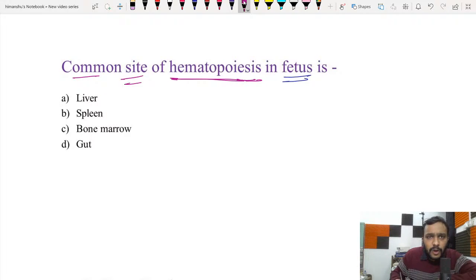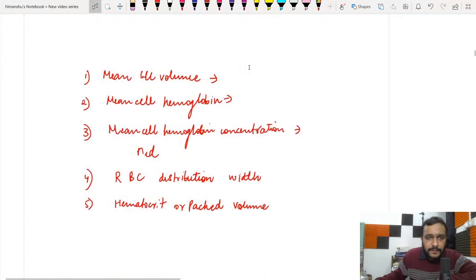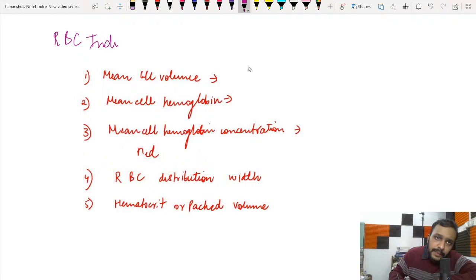So the common site for hematopoiesis in the fetus is the liver. Okay, so let us discuss the various RBC indices.